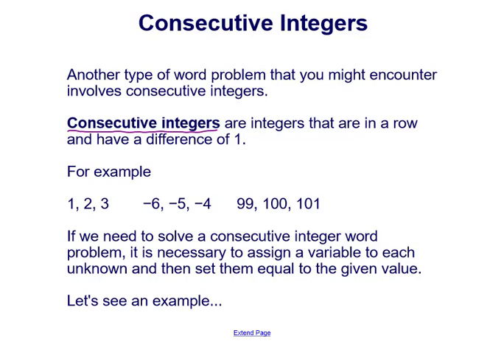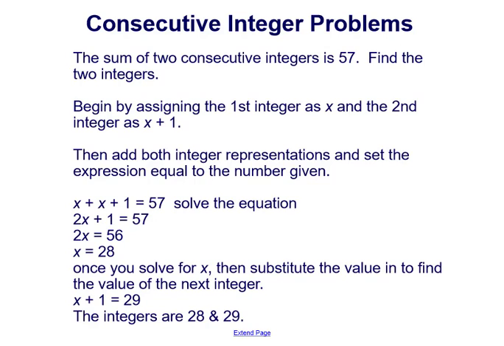So if we need to solve a consecutive integer word problem, it is necessary to assign a variable to each unknown and then set them equal to the given value. So let's see an example of this. Here we have our example: the sum of two consecutive integers is 57. Find the two integers. So we begin by assigning the first integer as x.